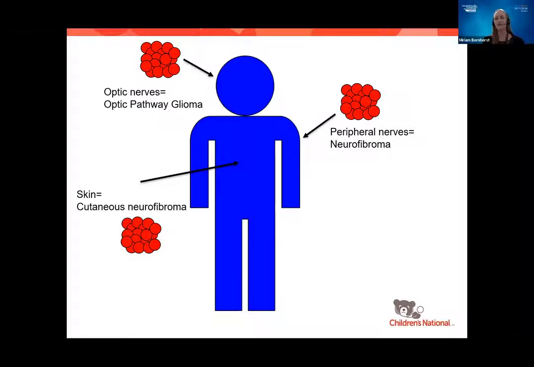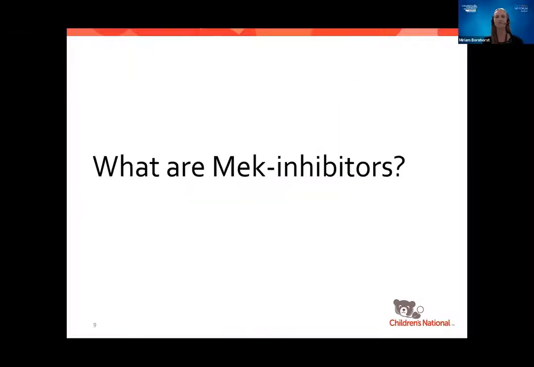If that happens in your optic nerves, you can get an optic pathway glioma. If it happens in your peripheral nerves, you can get a neurofibroma. If it happens along the skin areas, you can get a cutaneous neurofibroma. We even know that cafe au lait spots can be affected by that second hit or that second loss. And there's some GI and some brain abnormalities as well that are caused by that.